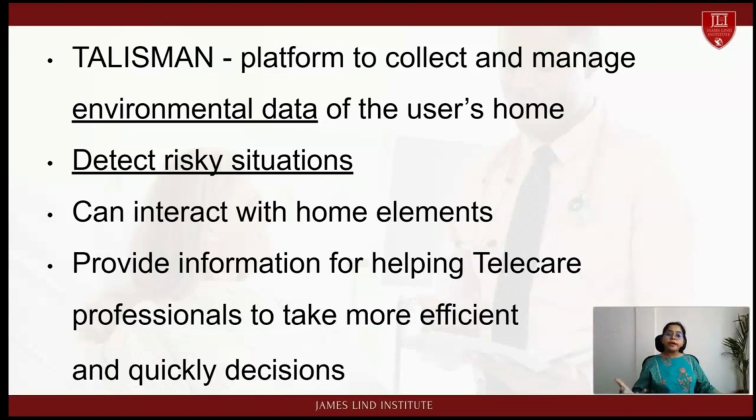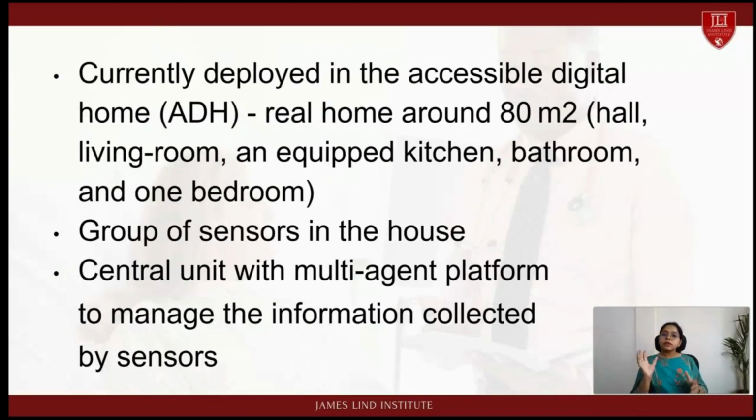They wanted to detect some risky situations that may occur within the home of the user. And Talisman provided important data and information to the telecare professionals so that they can make quick and efficient decisions. They had this system within ADH. ADH is the accessible digital home that was created, and the system was installed in that home. It is like a real home, which is around 80 square meters.